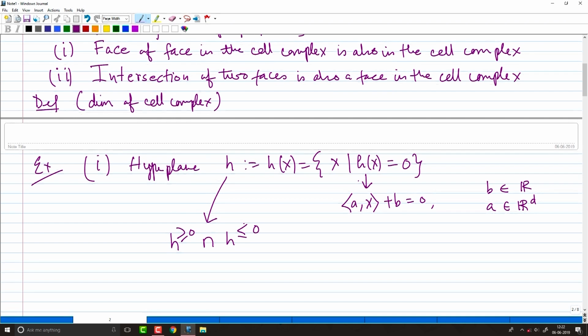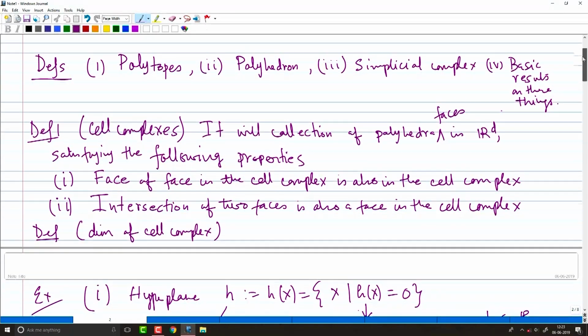Right? So it is a polyhedron. It doesn't have to be like a polyhedron in R^d in general, it doesn't have to be a d-dimensional object. Okay, it can be lower dimensional objects also. Okay. So again, let's go back to the definition of cell complexes.